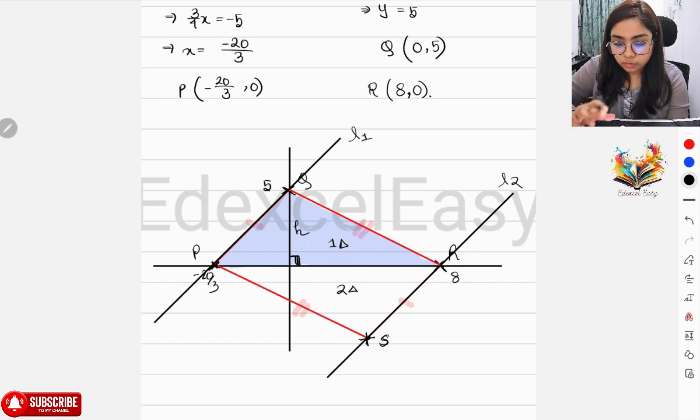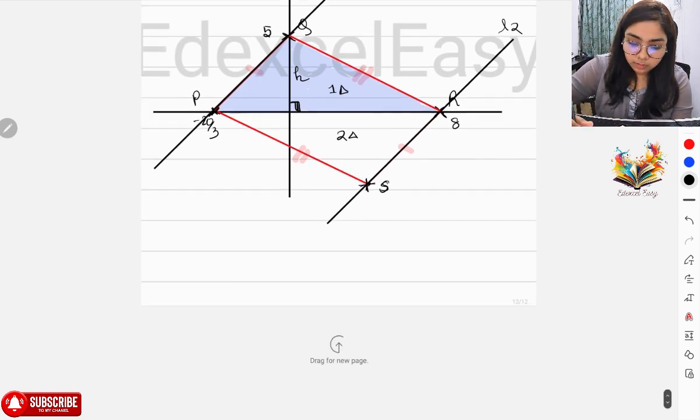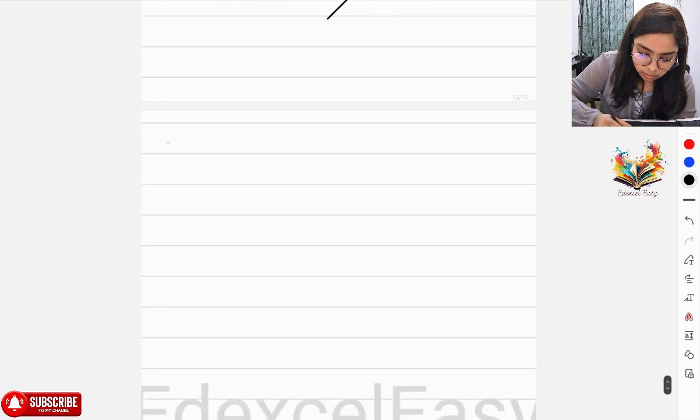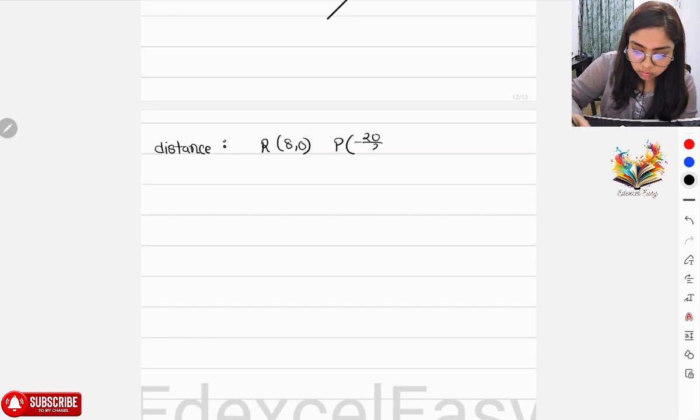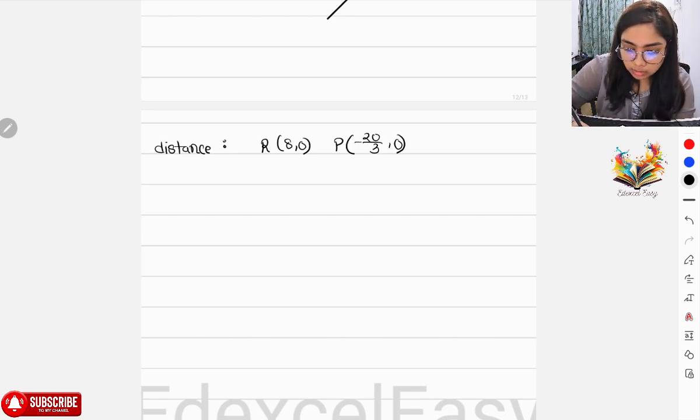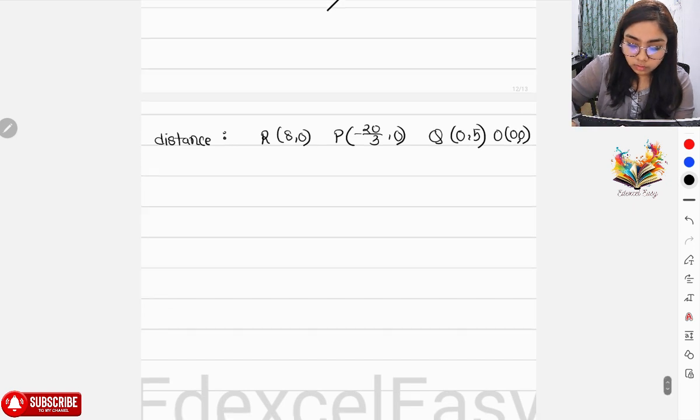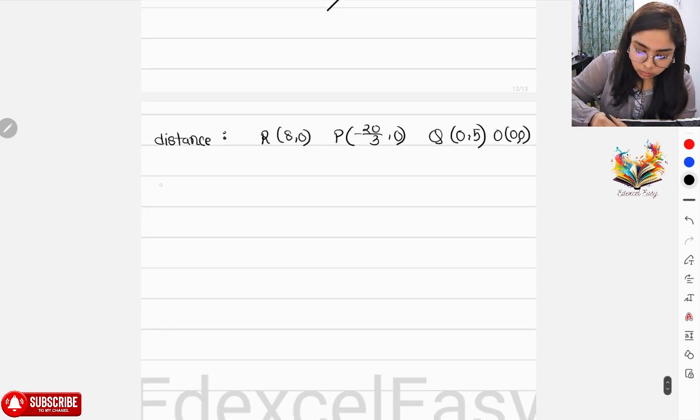Okay, now not to get involved with S, we'll first find out the length of OQ and PR, because using that I can use the formula half into base into height. So let's start. Let's find out the distance. Coordinates of R were 8, 0. P was minus 20 by 3, 0. And Q was 0, 5. And origin was 0, 0, right? There's no point for origin. It's only always 0.